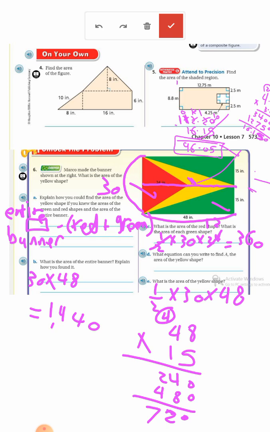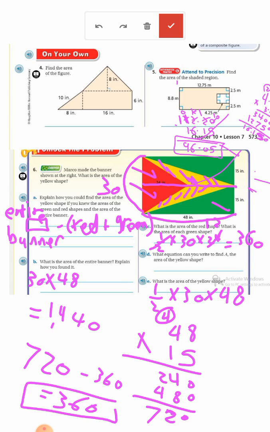Gives me here 720. But this is the whole yellow triangle. Okay, but he asked me about the yellow one. Here we have the shaded with yellow, the colored with yellow. So we are going to subtract the red one. Excellent. 720 minus 360. It gives me also how many? 360. So the yellow shaded part is 360.